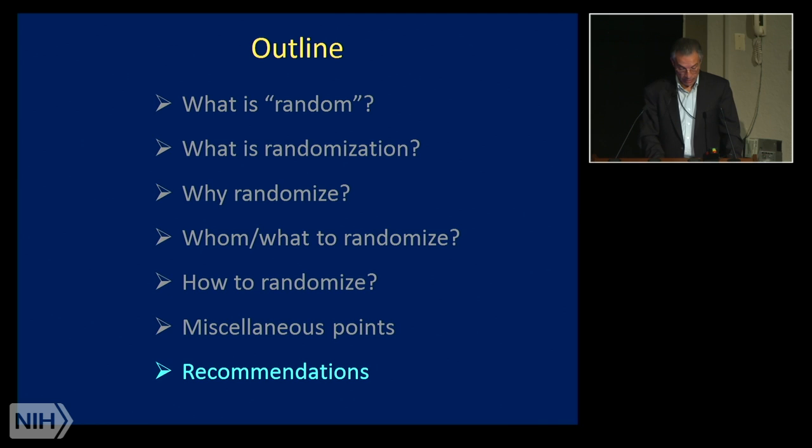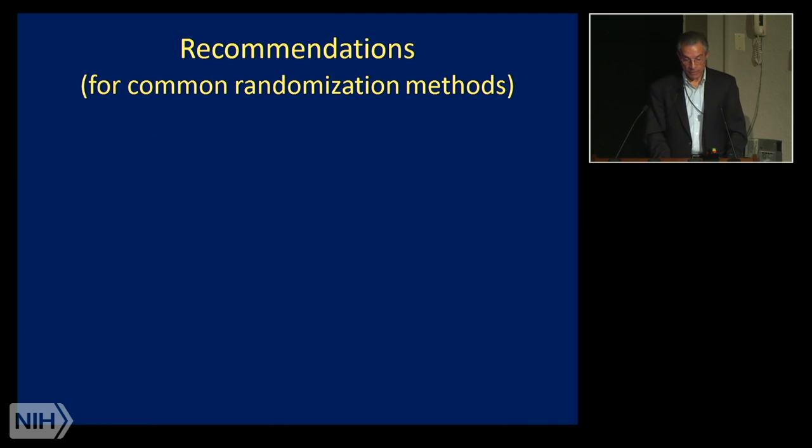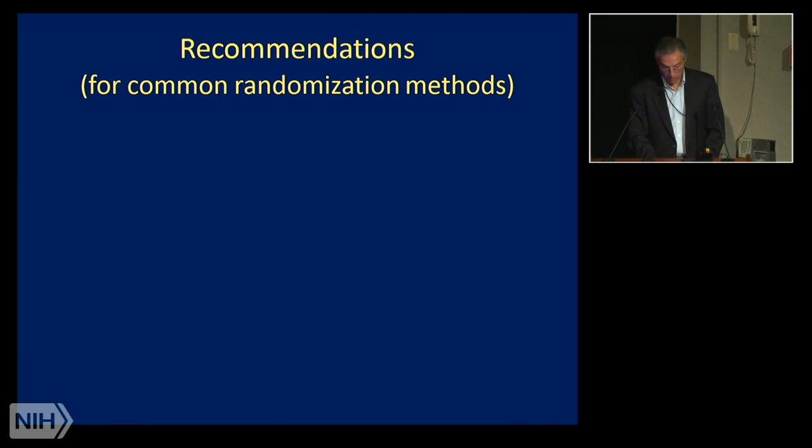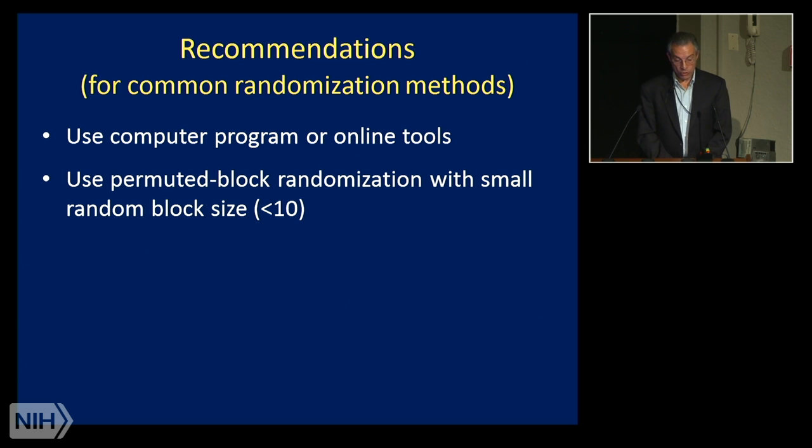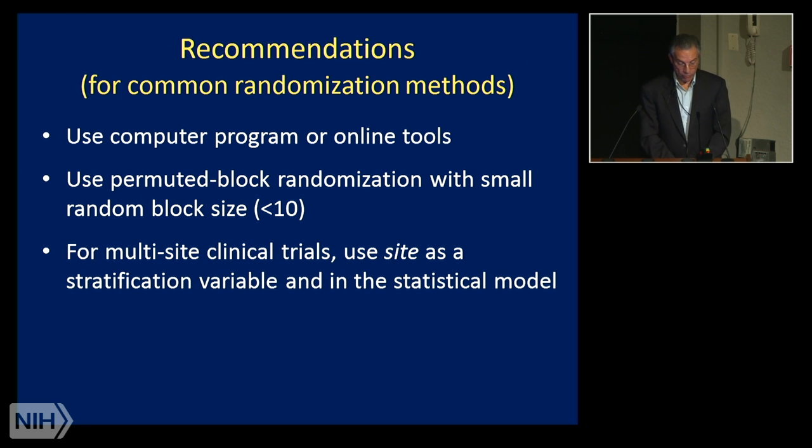And finally, the recommendations. So, for common randomization methods, use a computer program or online tools. Use permuted block randomization with small random block size. Small and random. Pick two block sizes, 4 and 6 or whatever. Small block sizes and pick randomly. So you're adding another layer of randomness.